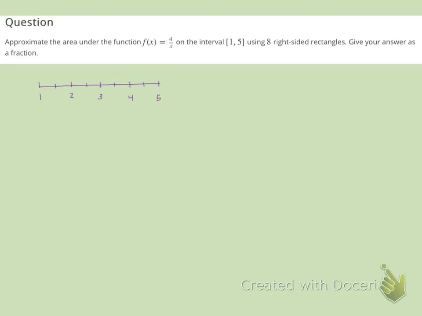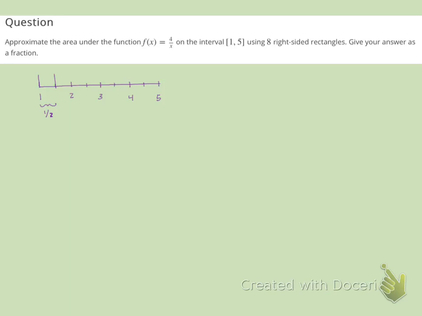And notice that we want the right-sided rectangles, which means where the right side of the interval intersects the curve is going to be the height of the rectangle. So also notice that for each one of these rectangles, the width is 1/2. And so for this first rectangle here, the right side is going to be where this function is evaluated at x equals 1.